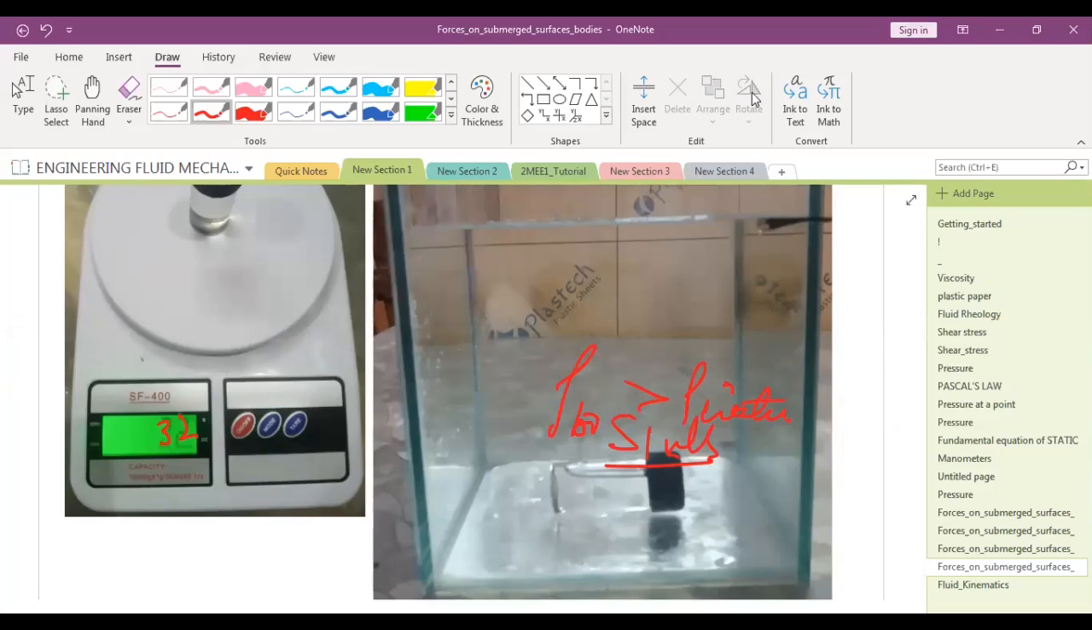Any doubts to anyone? किसी को कोई भी doubt? So wait for a second, I am showing you a clip that will clarify the concept more. So are you able to see the video? Yes, sir. So try to see, I have disturbed its equilibrium position, it is coming back.